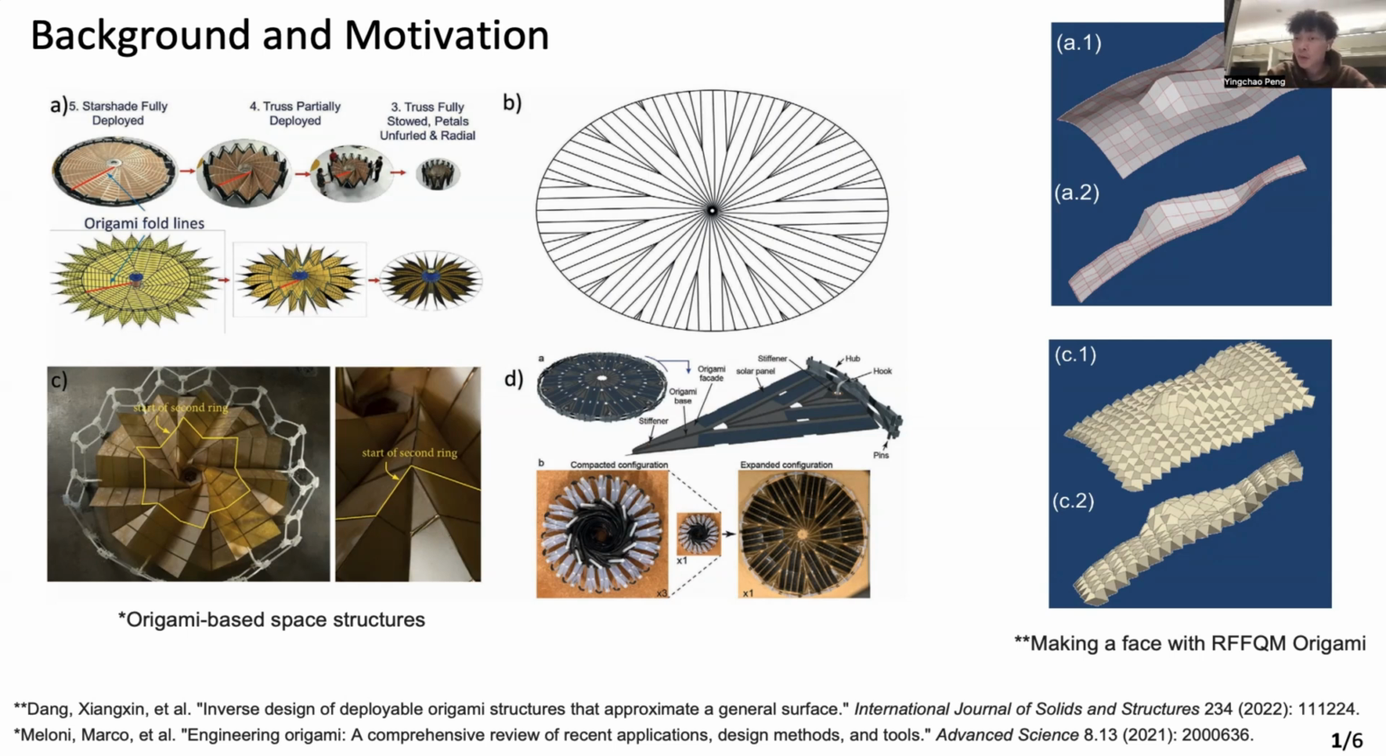So our project is to address the inverse problem of approximating a generic surface using a deployable origami structure through machine learning techniques. Specifically, we aim to use a convolutional neural network, CNN, to learn the highly nonlinear relationships between the geometric properties of the surface and the geometry of the origami pattern.